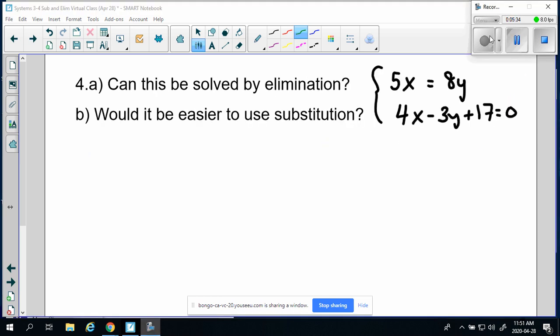So this question asks if the system can be solved by elimination. Most students in class said that it was possible, but they would prefer to do it by substitution. So I'm just going to give you a quick rundown of how you would do it if it asked you to solve it by elimination.